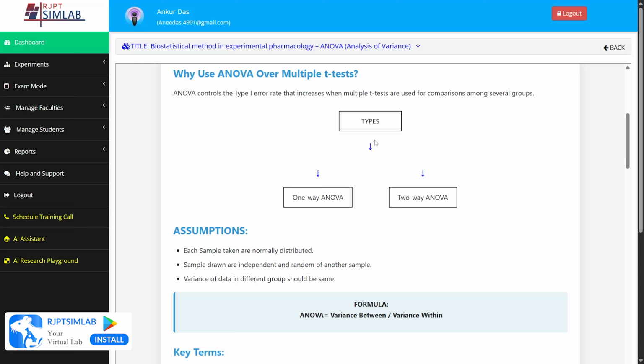Multiple t-tests are used when we compare more than two groups, for comparison among several groups. Now, let us see the types of ANOVA. There are two types of ANOVA. We have one-way ANOVA and we have two-way ANOVA.